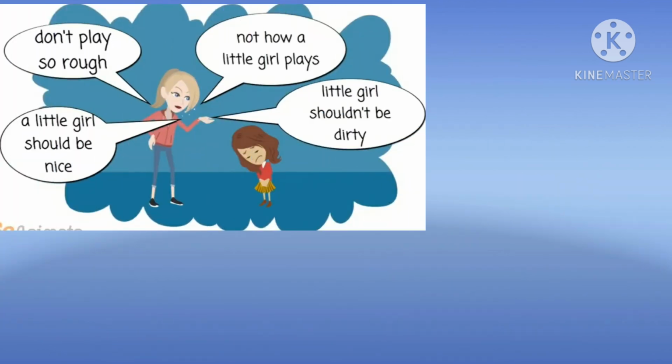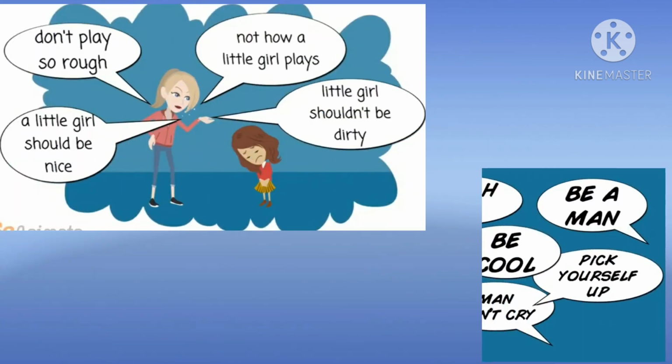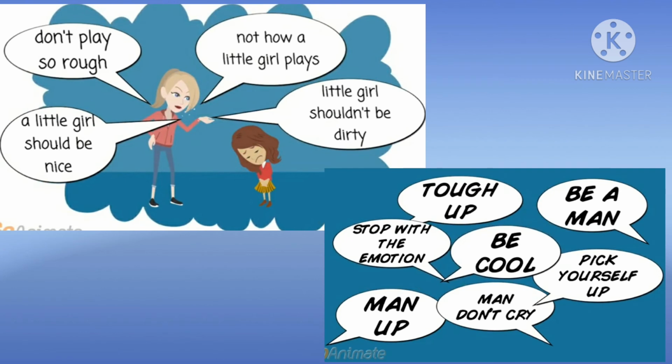Students, here we can see the girls are repeatedly told in families not to play so rough. A little girl should be nice. It is not how a little girl plays. Little girls should not be dirty. And the boys are repeatedly told that they should not show their emotions. They should not be crying. They should act very coolly, and they should be a tough boy.